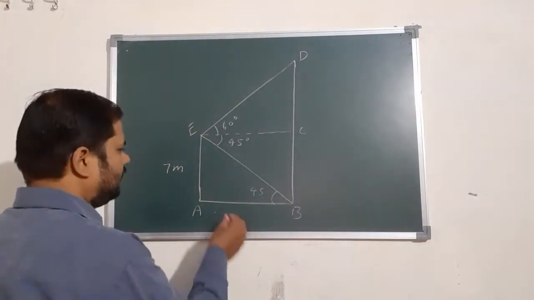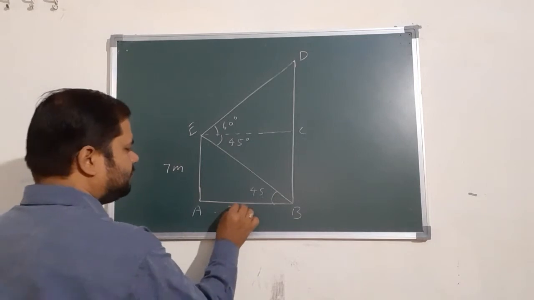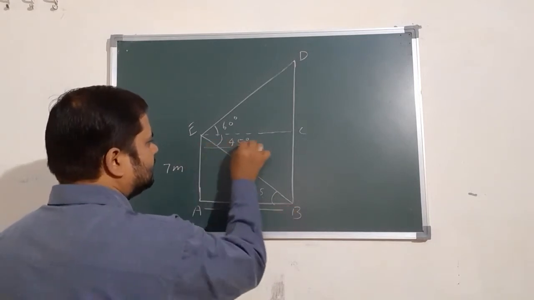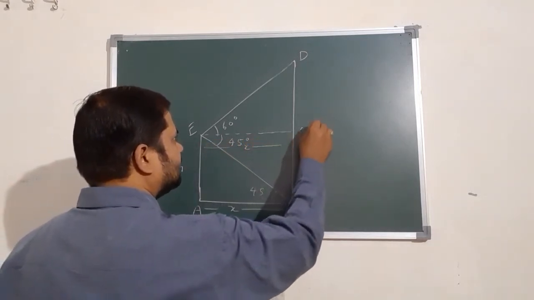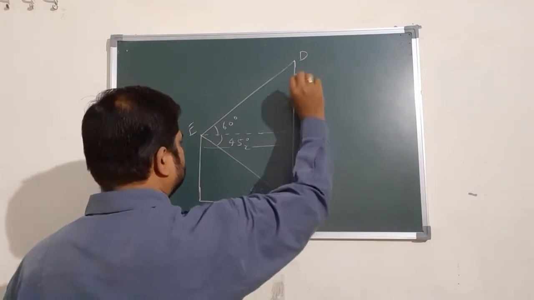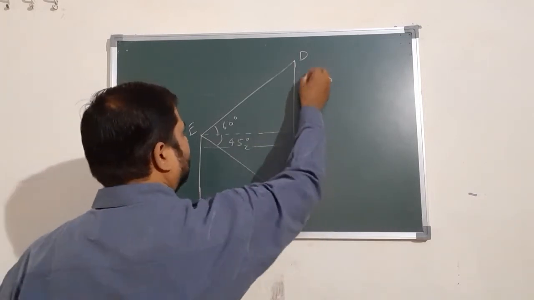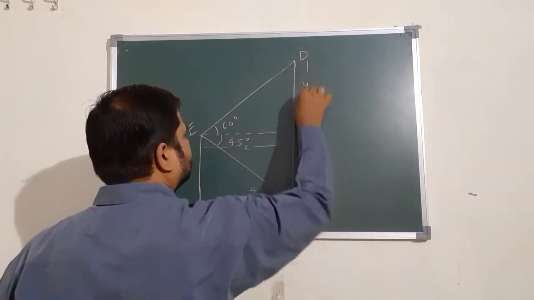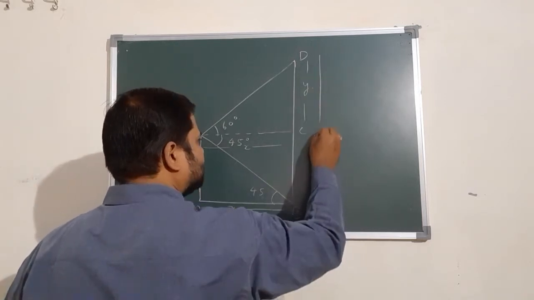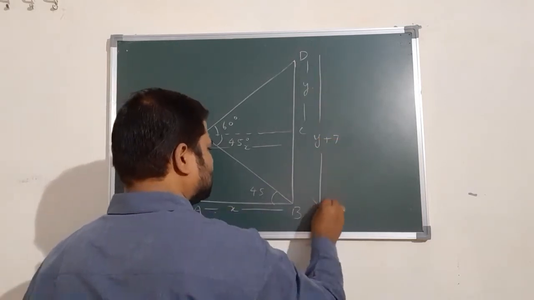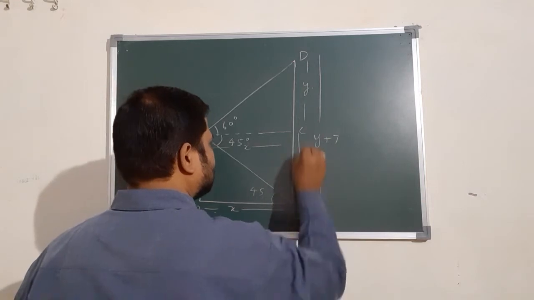So first of all, you see this is 7. Suppose this is X. Then this becomes X. Suppose this is Y. Then the whole distance is Y plus 7, because this is 7 meter only.